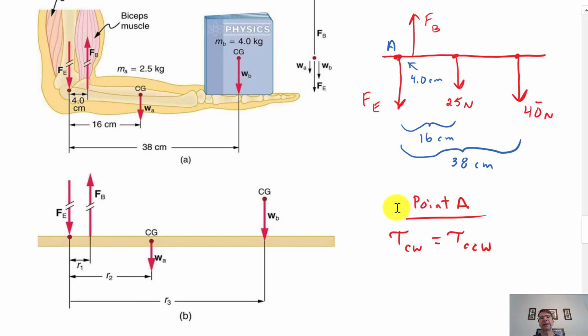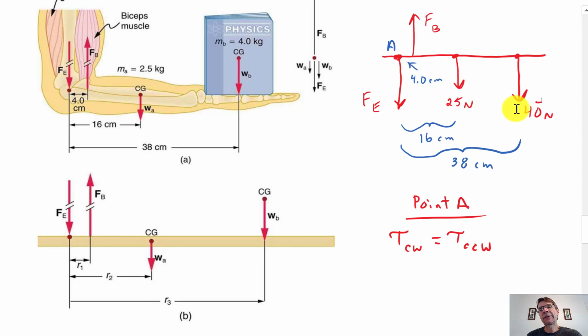So from point A, clockwise torque equals counterclockwise torque. You can pick any point. Once again, this one makes the most sense to pick point A, far left. You can pick any point, but because I know all the distances, generally I try to pick a point where I know distances. And now we have to find out which forces. The force of the elbow at point A will give you no torque. Like I said in the previous problem, force elbow, which is down, creates no torque on point A.